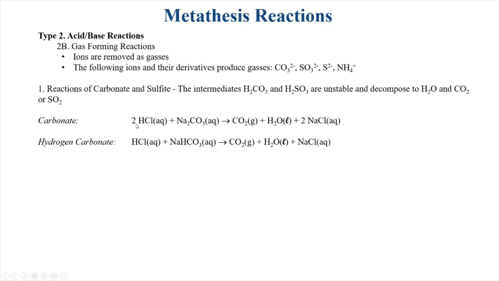So for carbonate, 2HCl plus sodium carbonate gives the intermediate product, H2CO3, which spontaneously breaks down into water and carbon dioxide gas. And then in addition, for both of these compounds, you can have another form where you have hydrogen carbonate or hydrogen sulfite. So this would be the bicarbonate, for example. And again, when you add HCl, this is going to form CO2 and water. The only difference between these two is that the carbonate requires 2 equivalents of HCl to form CO2, whereas this one, because it has an H already, only requires 1 equivalent.